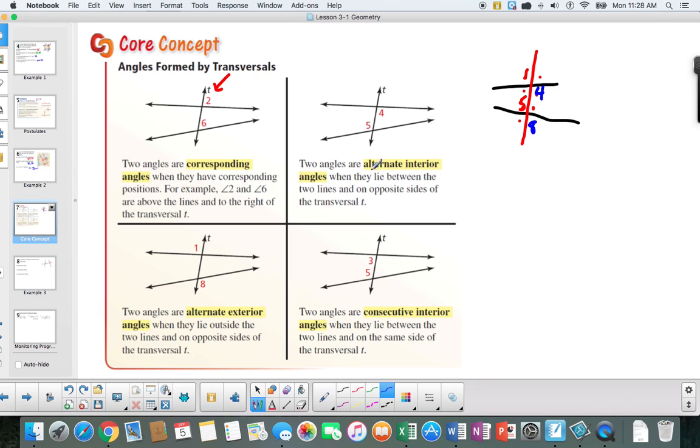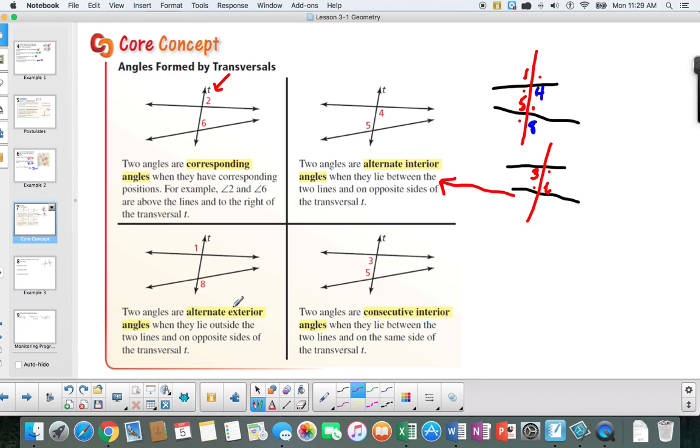Okay, our next vocabulary word is alternate interior angles. Let me go ahead and draw these two lines, and let me draw the transversal. Angles that are inside these two lines are called interior angles. And the word alternate tells us to make sure they're on opposite sides of the transversal and that they're not adjacent to each other. So they lie between the two lines on opposite sides of the transversal, and make sure they're not adjacent angles. So we could have angles 3 right here and 6. They would also be alternate interior angles.